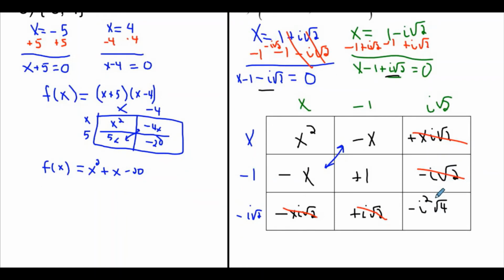And you might say, well, what about here? Well, this will be canceled because we have negative i squared. Remember, i squared is negative 1, and then the square root of 4 is 2. So if I put all of this together, this comes out to positive 2. You can put a little plus sign if you want to there. And that will combine with this 1.